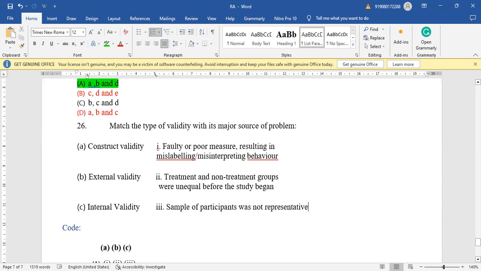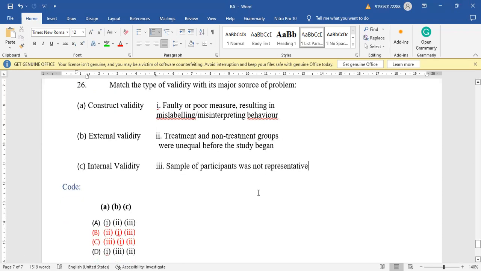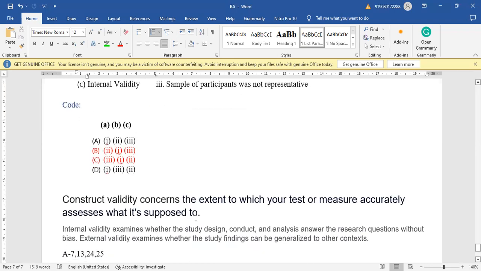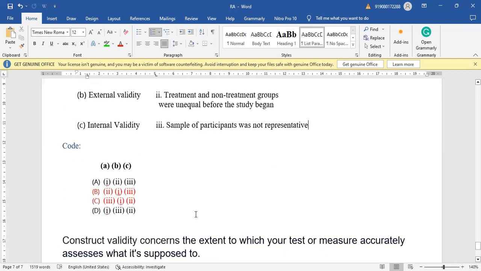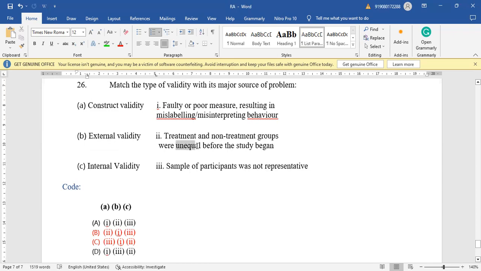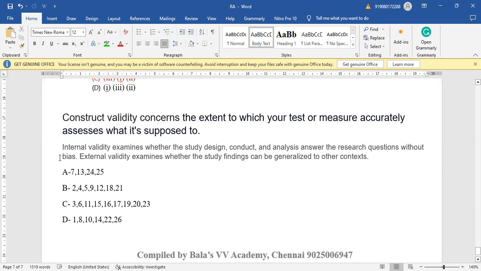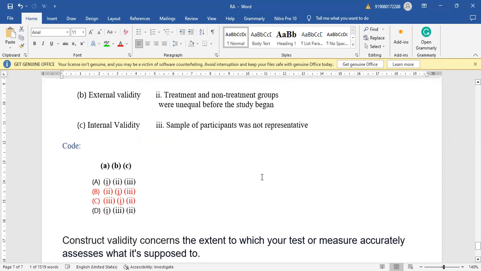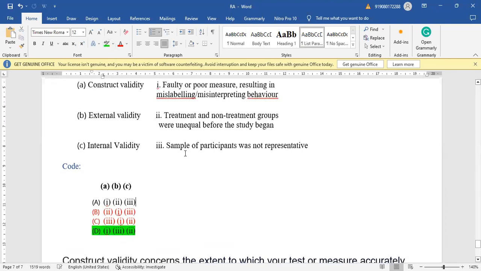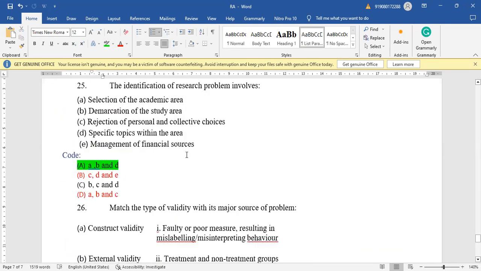But before the study began, both were unequal, correct? Is that correct? Either both must be equal or unequal to avoid bias. Clear? That's how the answer becomes. Yes, sir. So it is quite application oriented. This will definitely take time to think and answer.